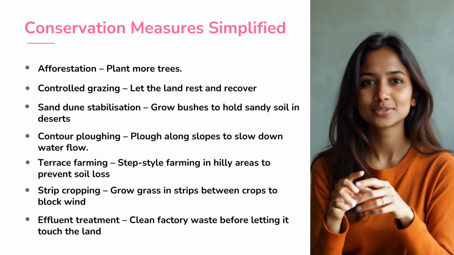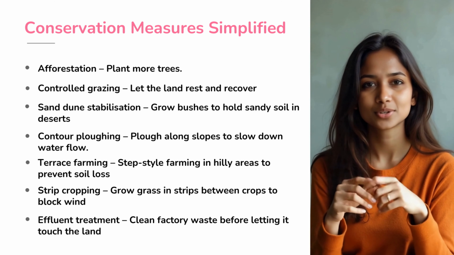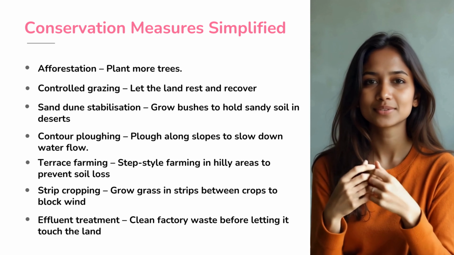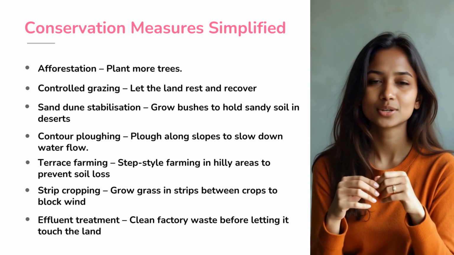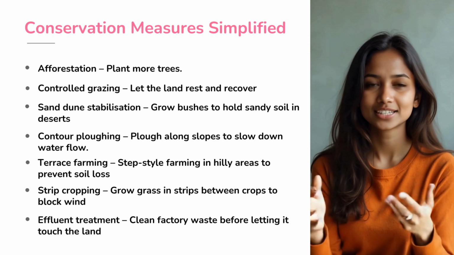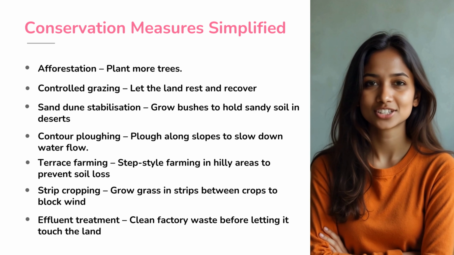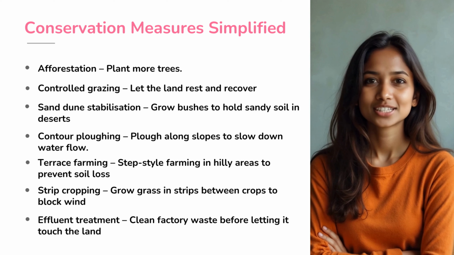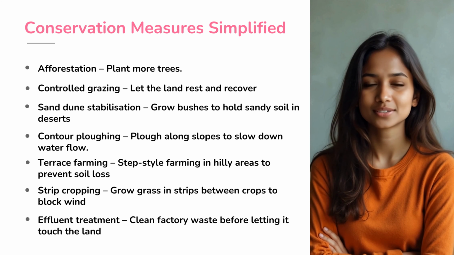Terrace farming: step-style farming in hilly areas to prevent soil loss. Strip cropping: grow grass in strips between crops to block wind. Effluent treatment: clean factory waste before letting it touch the land. Each of these is like first aid for our earth.